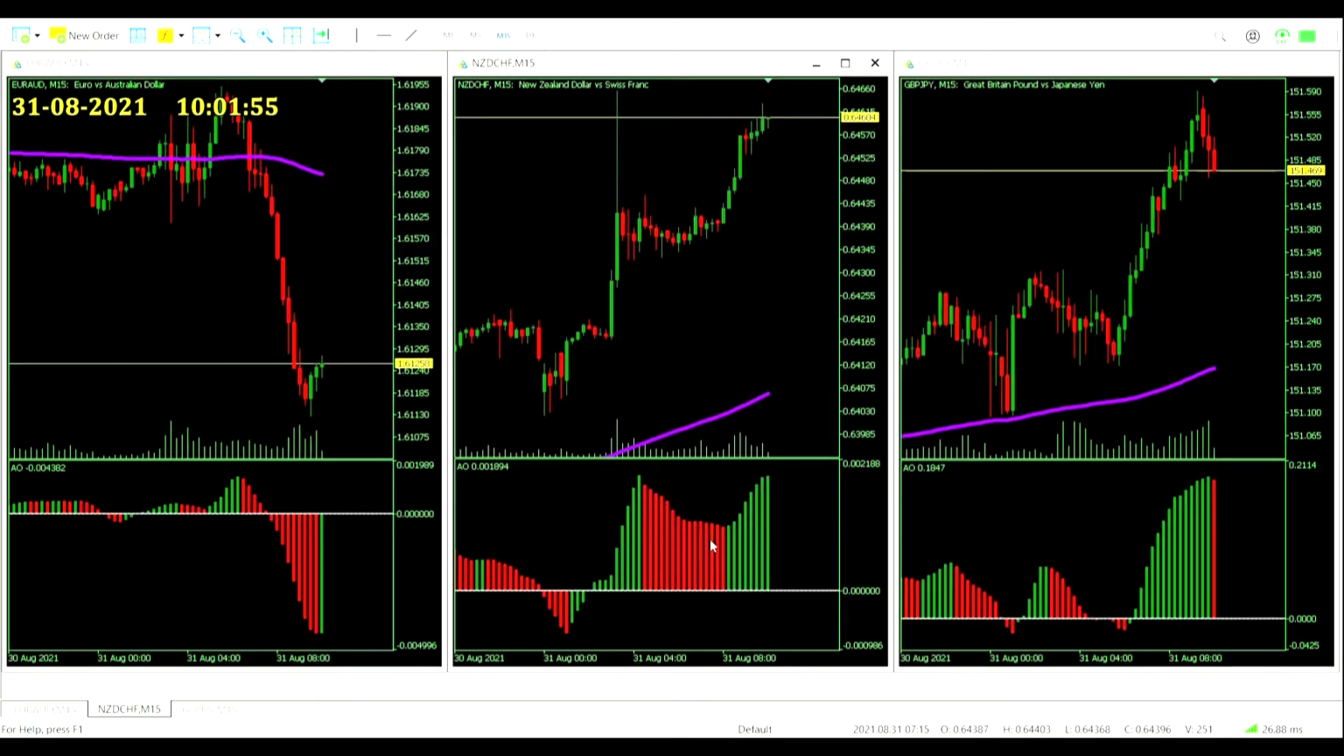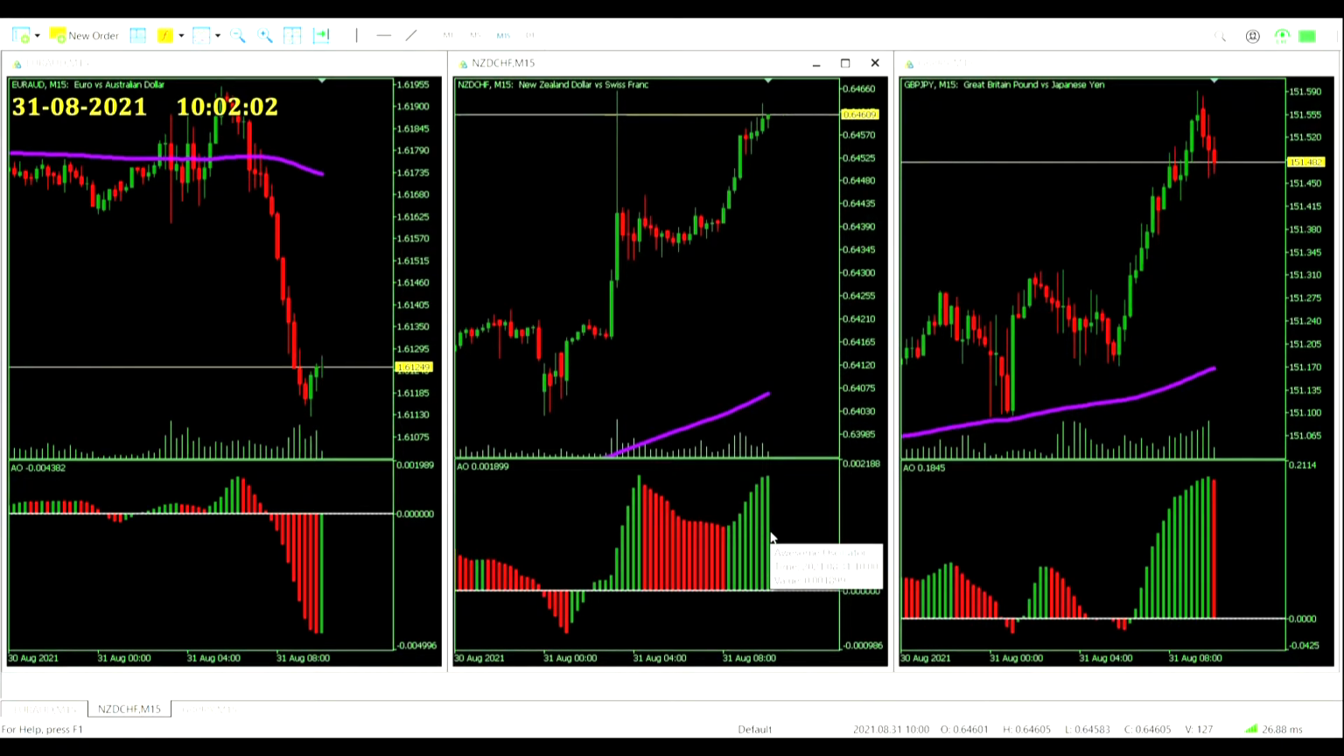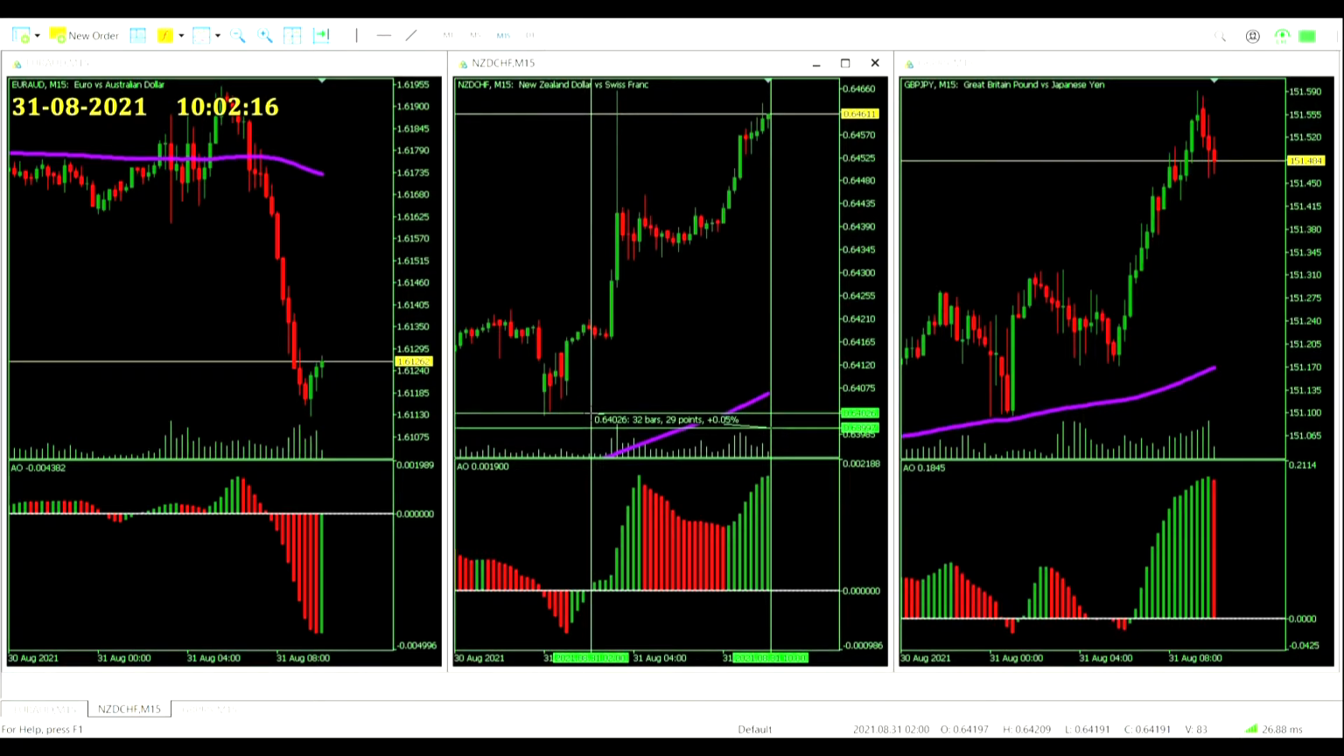But as you can see here on the New Zealand dollar Swiss franc, these awesome oscillator stretches can really last, each of these bars, 15 minutes. So that's an 8-hour run so far it's on. Maybe it'll go another 8.